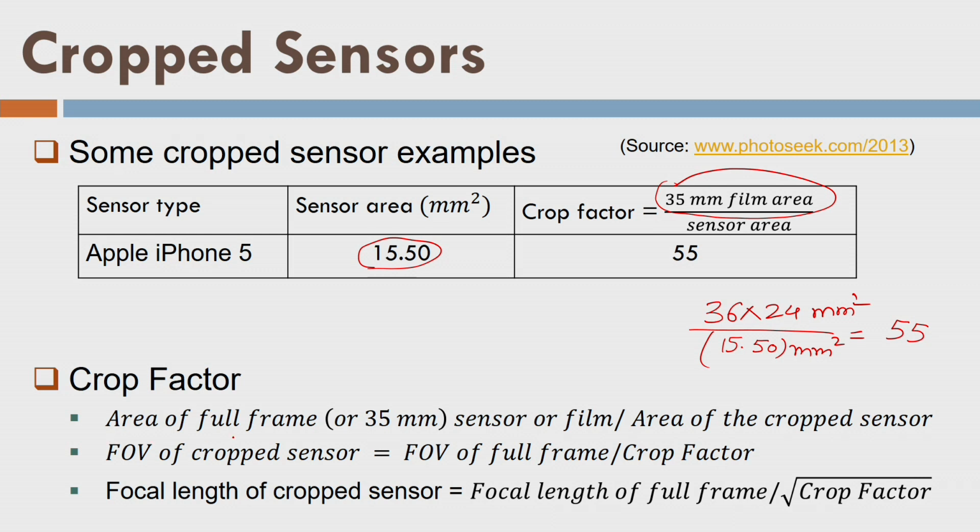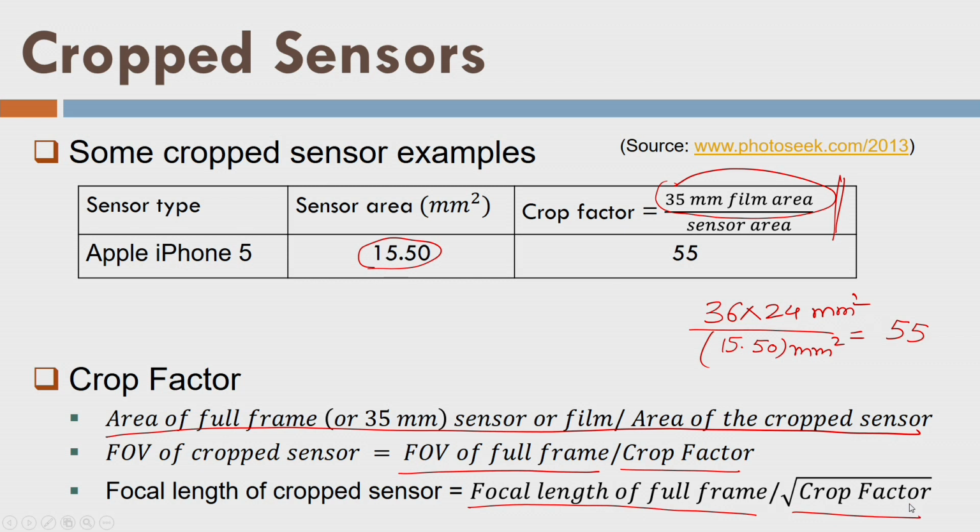So, this is called the crop factor. I know that the area of full frame divided by the area of crop sensor is called crop factor. This is the definition of crop factor, which is also written here. Then what is the FOV of the crop sensor? It is FOV of the full frame divided by crop factor, direct relationship. What about the focal length of crop sensor? Focal length of the full frame divided by the square root of crop factor. So, you will get the focal length of the crop sensor also. That means, you find out what is the focal length of this Apple iPhone 5, it should be around 4 mm. Try it yourself. Use the crop factor logic.